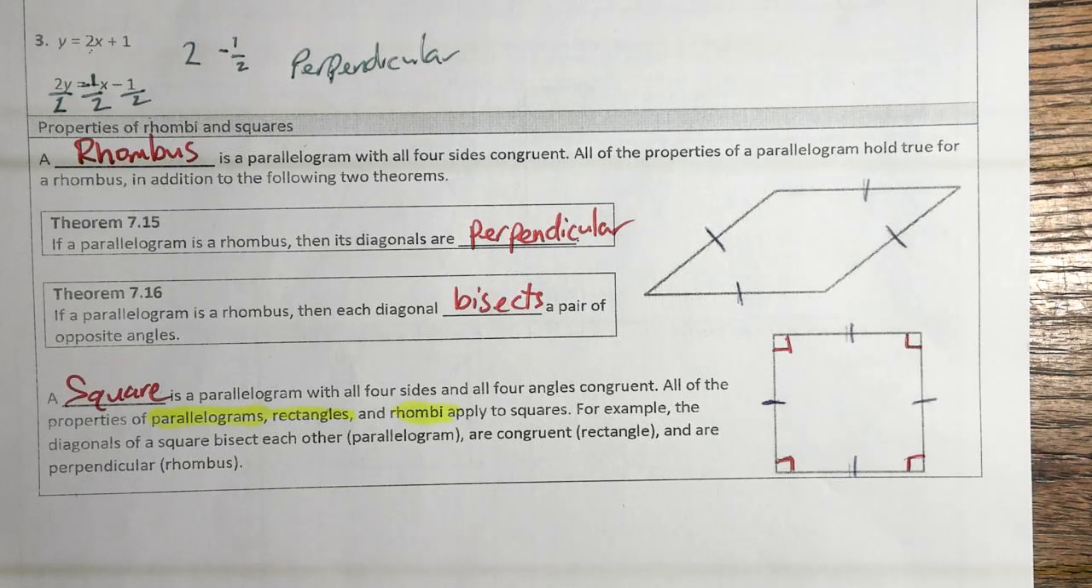All right, and then lastly, a square. That's a parallelogram with 4 congruent sides and all 4 angles congruent. All of the properties of parallelograms, rectangles, and rhombi apply to squares. For example, the diagonals of a square bisect each other like a parallelogram. They're congruent like a rectangle, and they're perpendicular like a rhombus.